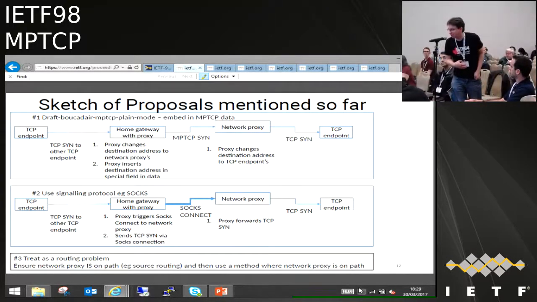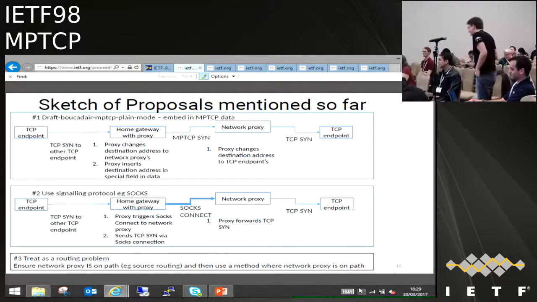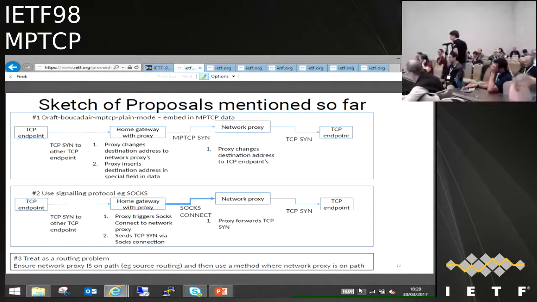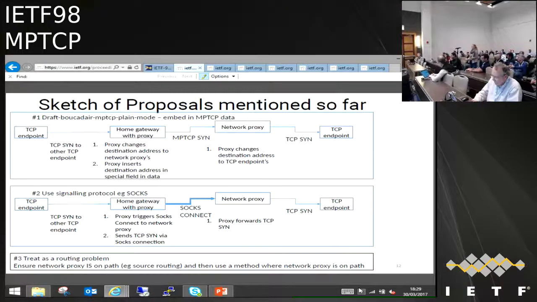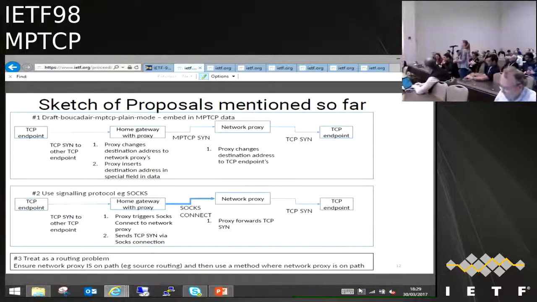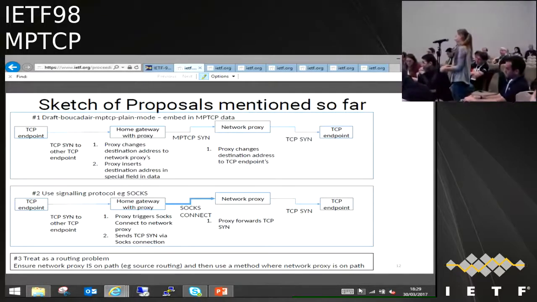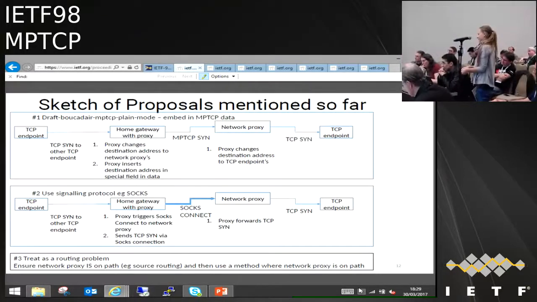What outcome do we want from this? The outcome I'd like is that the working group or the IETF, whatever, decides to do some proxy work or not, and makes a decision about that, at least for this scenario, which is the one we've been talking about today.